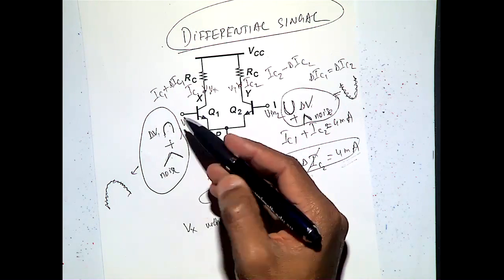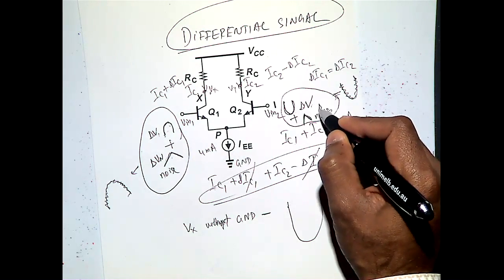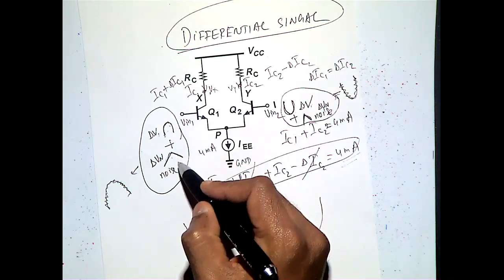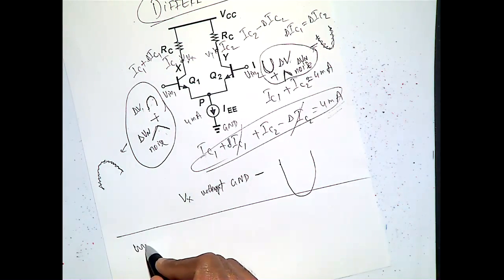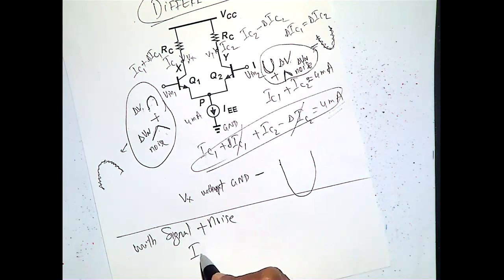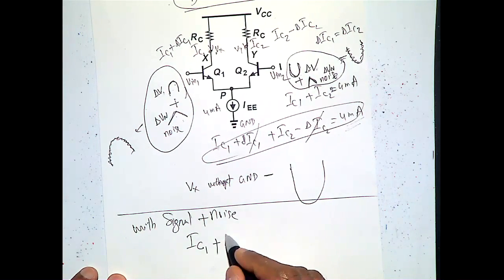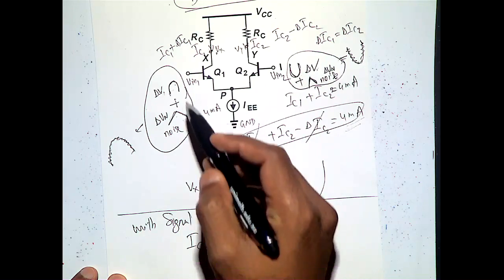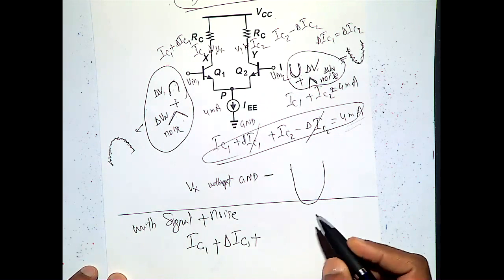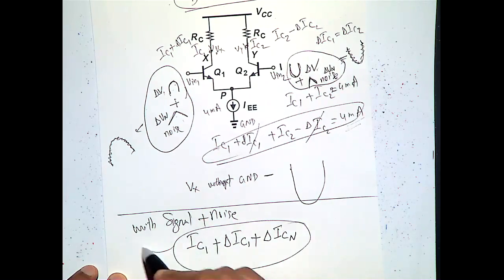So here you have delta V and noise. Here it is also delta V and noise. So what is the equation here? With signal plus noise, what is the total collector current here? IC1 plus, what is the equation? Delta IC1, that is due to your signal. Then plus delta ICN, that is noise. So that is the total current here.